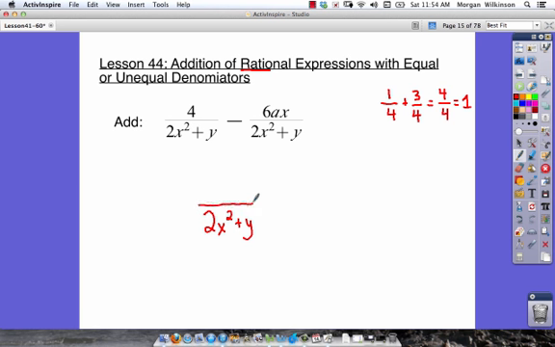Now all we have to do is figure out what our numerator will be. And we have 4 minus 6ax. Well, those aren't like terms because they don't have the same variables. So our numerator is going to be 4 minus 6ax. And we've taken these two terms and put them together into 1. We're all done. We can move on to our next example.